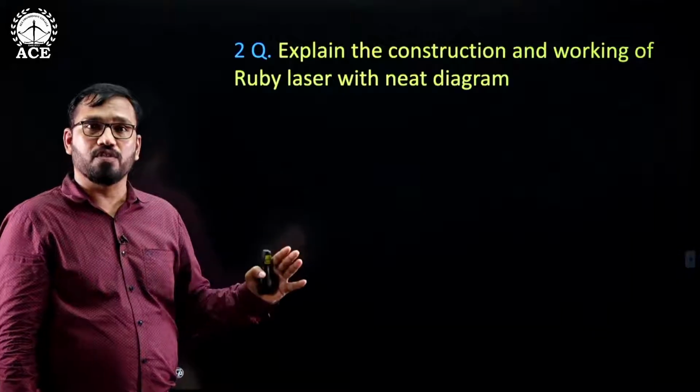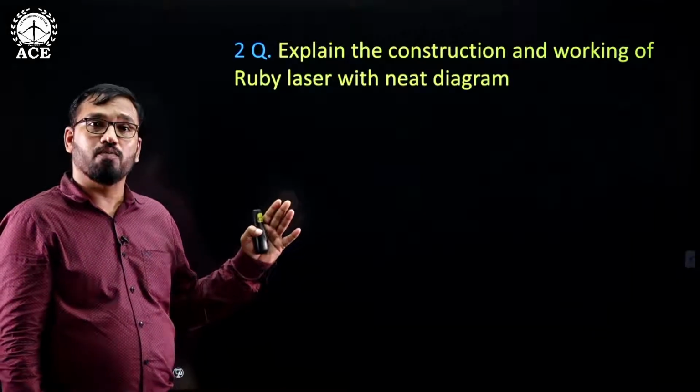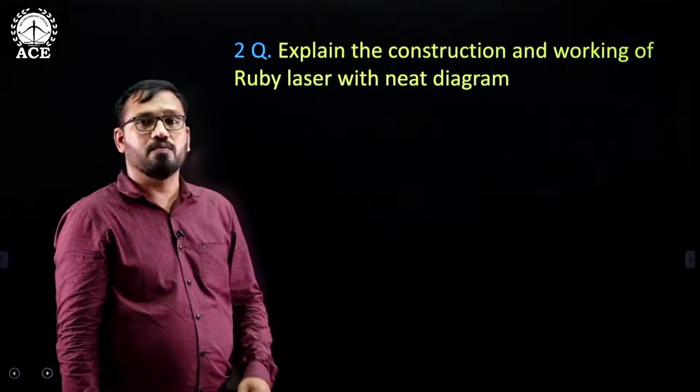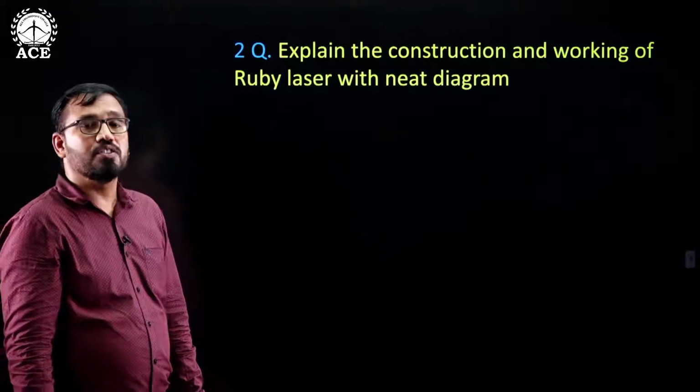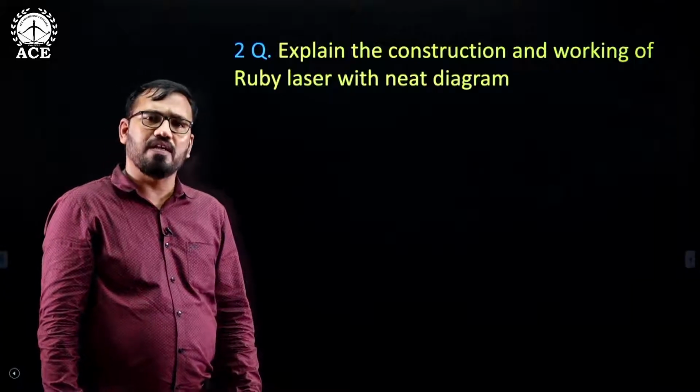Out of these lasers, which is asked more frequently? Ruby laser. What is a ruby laser? It is a solid state laser. It is a 3-level laser.